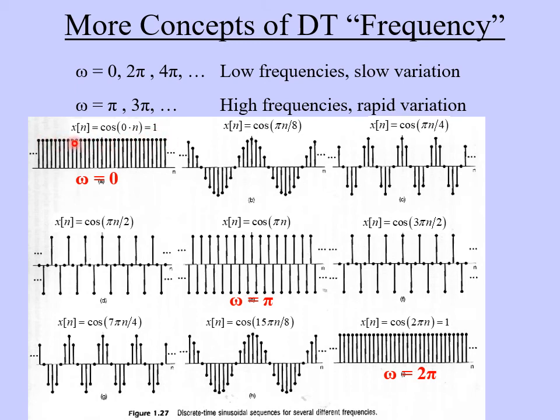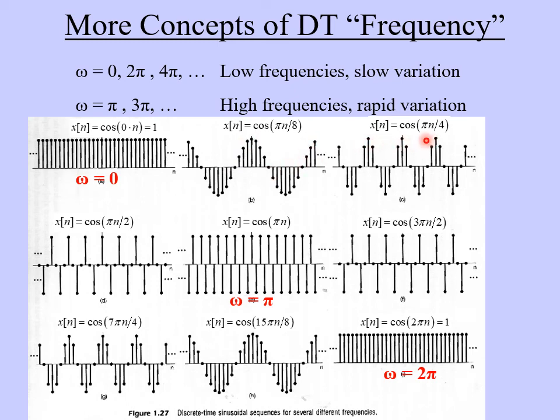This is x of n, which has no frequency. This makes sense. If it has no frequency, then it never changes, and it's just a constant value. So this is what a really low frequency signal would look like. Basically, it's not changing at all. So that all makes sense. This is cosine of pi n over 8, so we have a frequency of pi over 8. All right, and now you can see it oscillating up and down.